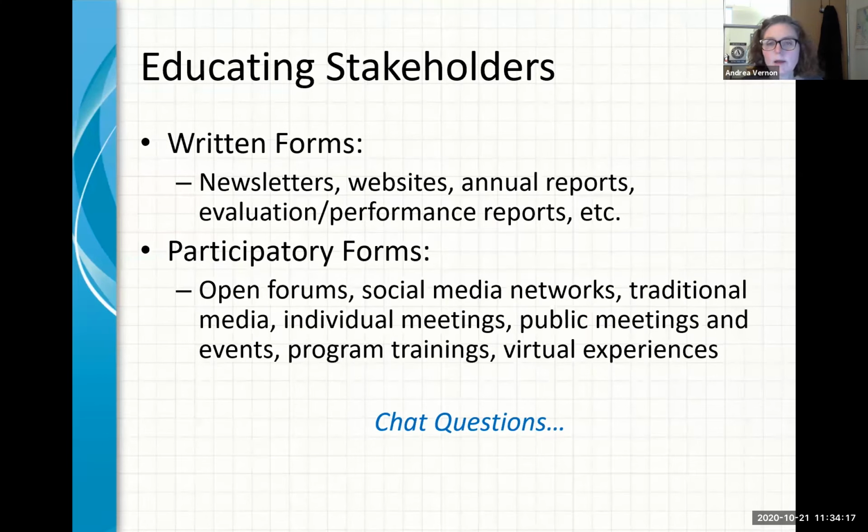So think about how you're using things like Twitter or Facebook, Instagram, TikTok now. What kind of audiences are those reaching, and what audiences are you missing from social media, and where do you want to go back to more traditional media outlets like newspapers or newsletters, those types of things.